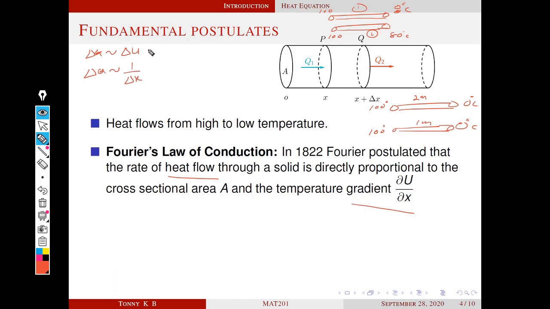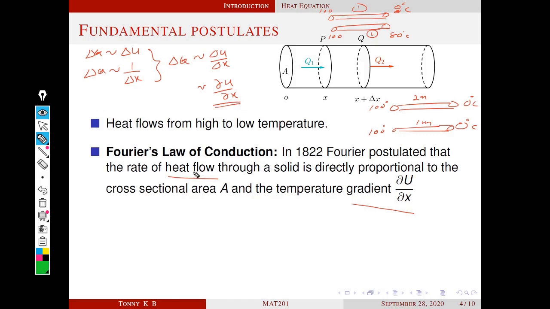Okay, combining these two, what happens? Combining these two, we get delta Q. Delta Q, the amount of heat flow, is proportional to delta U by delta X. Okay, what is the limiting case? Its limiting case is the partial derivative of U with respect to X. That is called the temperature gradient, right? So we have two observations.